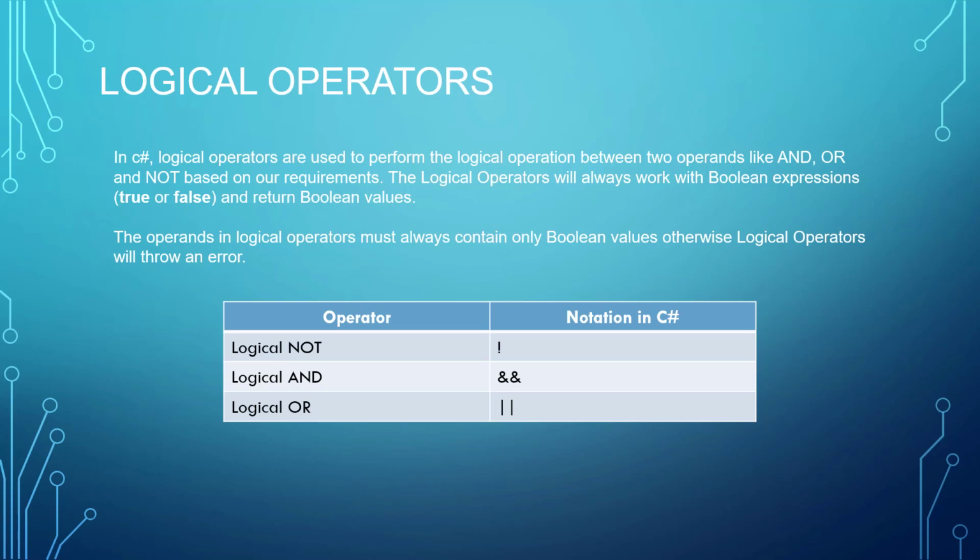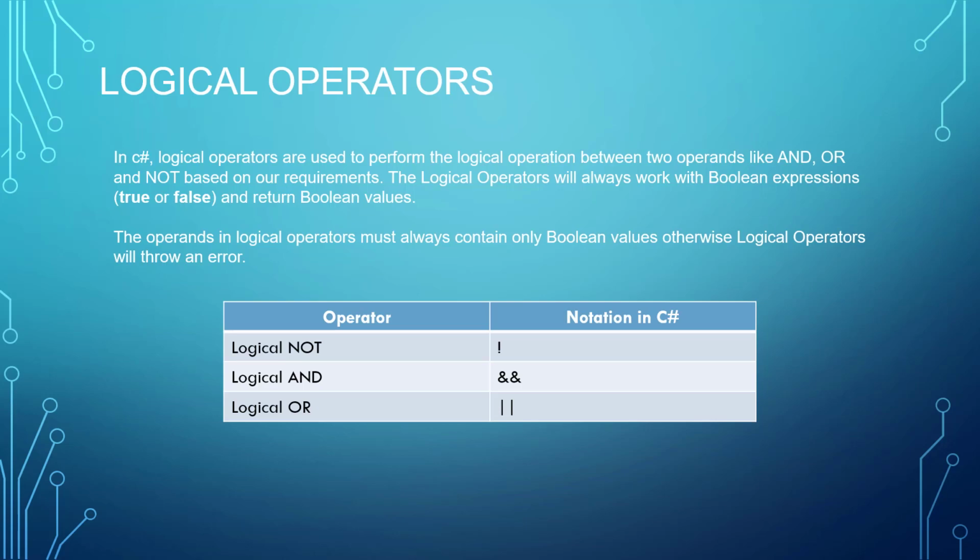So logical operators will always work with Boolean expressions. So they're always going to return true or false, just like we talked about with the comparison operators. The operands in logical operators must always contain only Boolean values. Otherwise, logical operators will throw an error. So what that means is that you're always going to look for the result to be true or false.